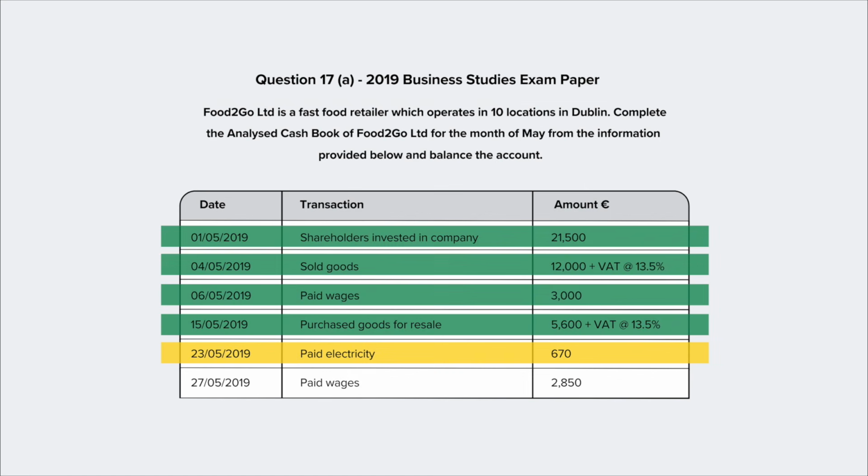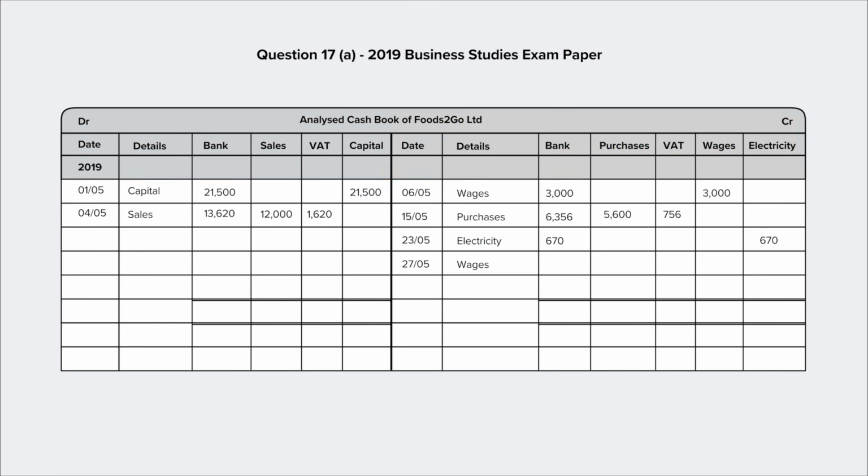Finally, we're nearly there, and on the 27th of May, we paid wages of 2,850 euro. I know we already made note of wages before. We don't go and edit those figures, we make a new section. This just streamlines things and makes it far easier to see what we spent and when we spent it. So we insert our date and add some details about it, wages. We look over for the wages column, insert the amount of 2,850 euro.